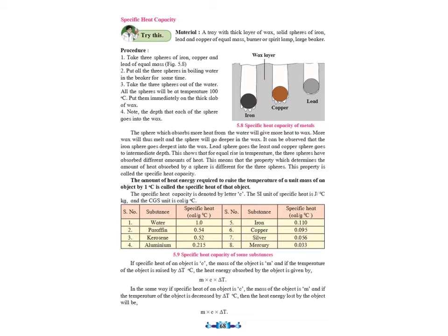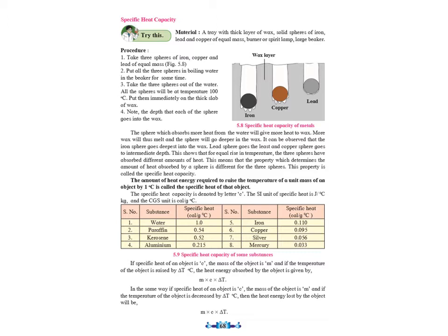Now immediately put them in a slab of wax. Note down the depth that each of the spheres goes inside the wax. It means we take three substances, that is iron, copper and lead balls, put them in boiling water for some time, and then put them on a wax slab and see how much depth they travel.